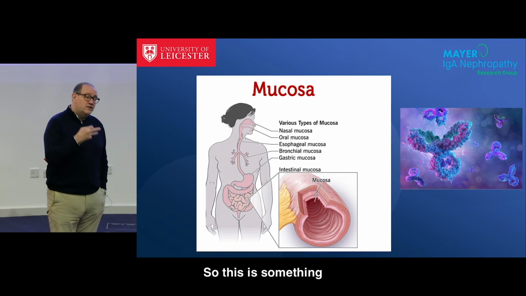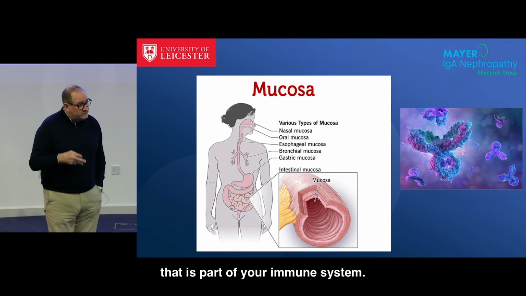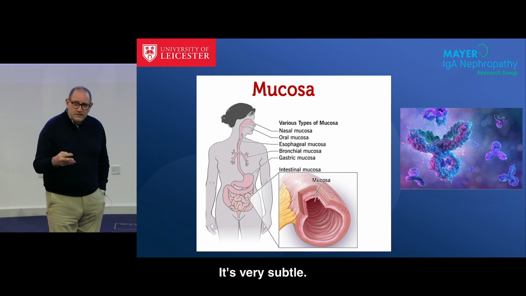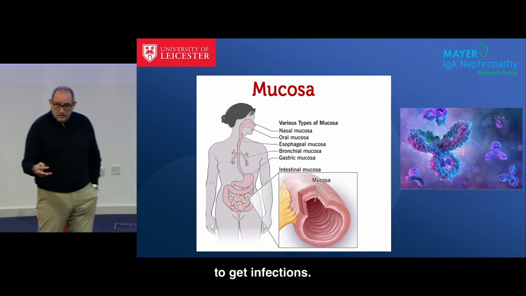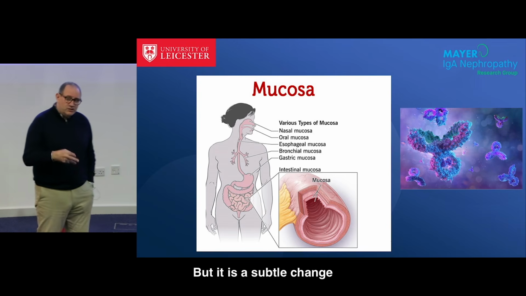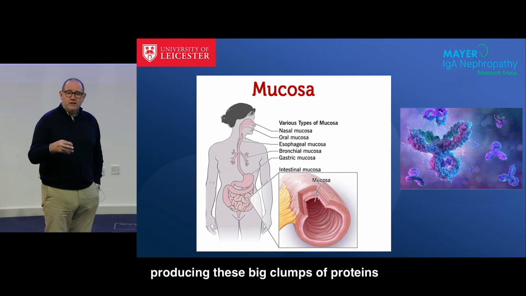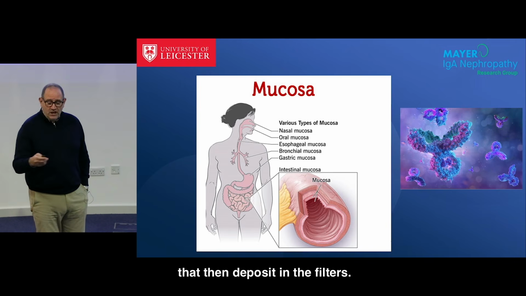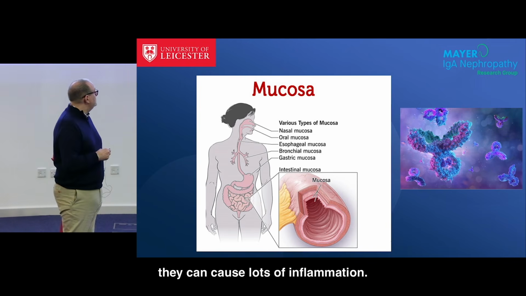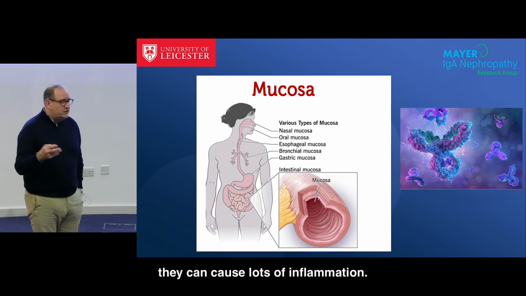So this is something that is part of your immune system. It's very subtle. It doesn't mean you're more prone to get infections, but it is a subtle change that means that this IgA protein is going into your bloodstream, producing these big clumps of proteins that then deposit in the filters. And when they deposit in the filters, they can cause lots of inflammation.